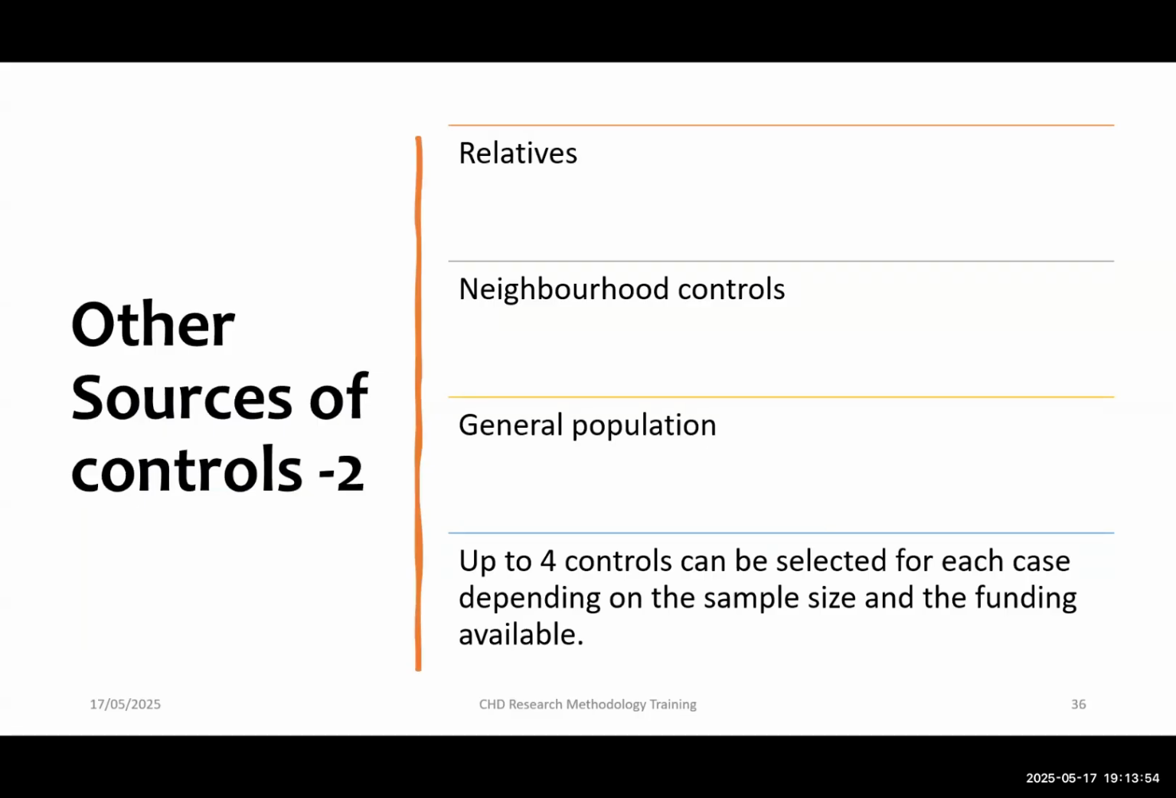Controls can also be relatives. So in a family where one person has cancer of the lungs, you want to get another person in that family who doesn't have cancer of the lungs. It might be extended family. Controls can also be neighborhood controls, those who live in the same area, because people who live in the same area are exposed to similar things. So most times nature has kind of helped you match certain criteria in those groups.